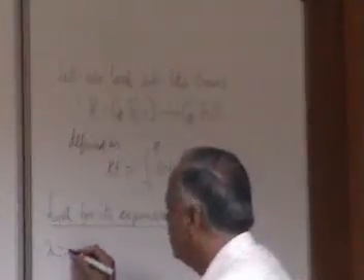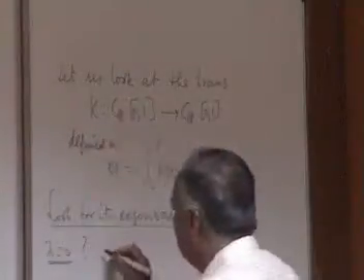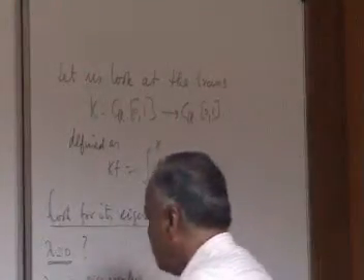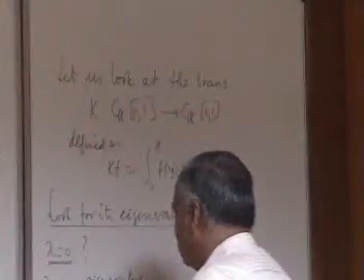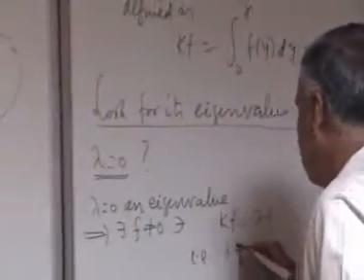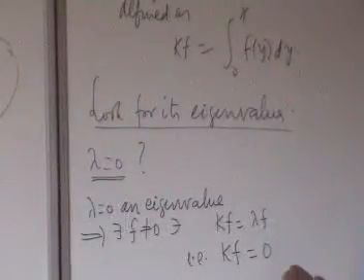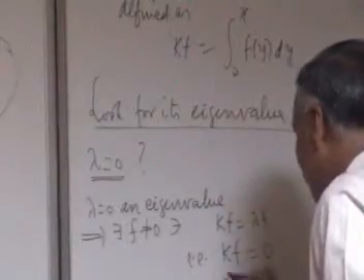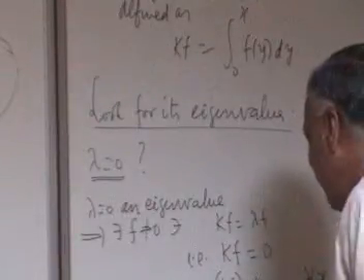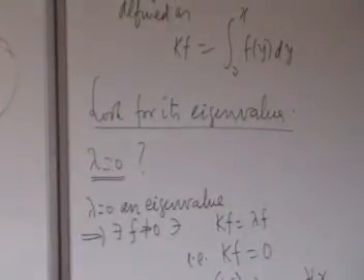First of all, let us dispose of the case 0, whether 0 can be an eigenvalue. So if lambda equal to 0 is an eigenvalue, it implies there exists an f not equal to 0 such that Kf equal to lambda f. That is, Kf is equal to 0. Equal to 0 means what? The identically zero function, that is Kf(x) equal to 0 for every x, that is integral 0 to x of f(x) dx equal to 0 for every x. What does this mean?